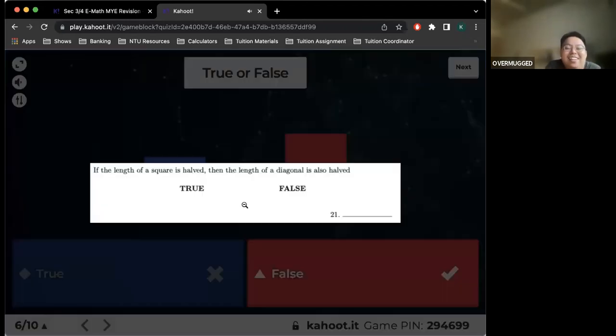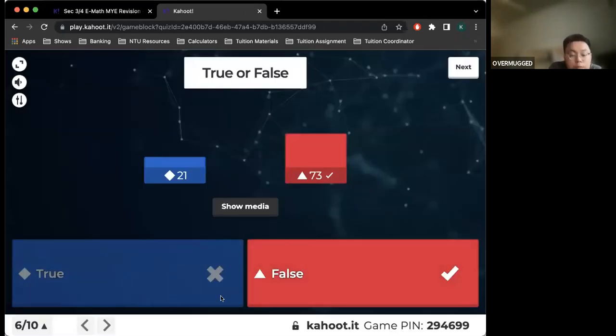Okay, the reason is that when you cut a length exactly in half, the diagonal is not half. It's actually smaller than root 2. So be careful.